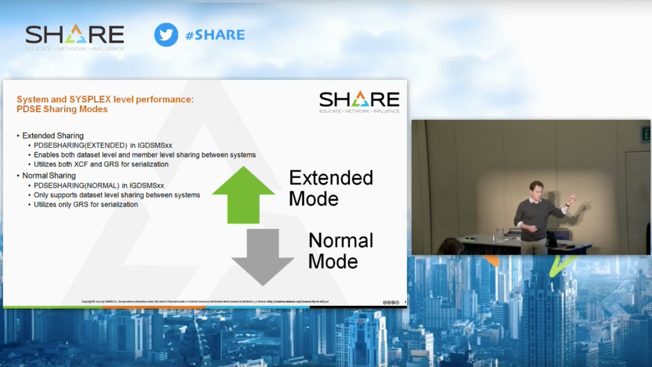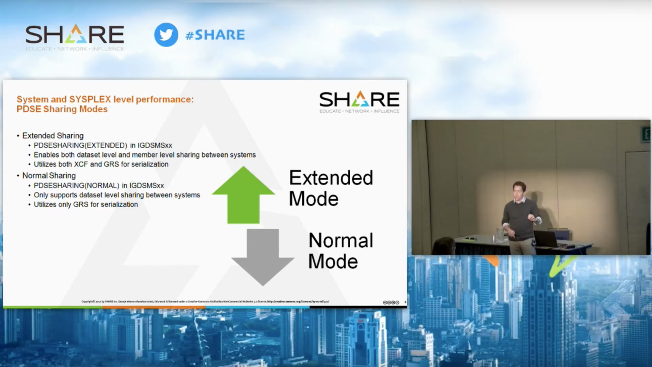Normal mode sharing is actually the original mode of sharing that PDSE shipped with. It's also the default mode, so if you don't specify anything in your IGDSMS, you will get normal mode. You can also, if you want to be explicit, specify it on your PDSE sharing parameter. It only supports dataset level sharing between systems, but you can share at the member level within a single system, and we'll talk about that in a moment.